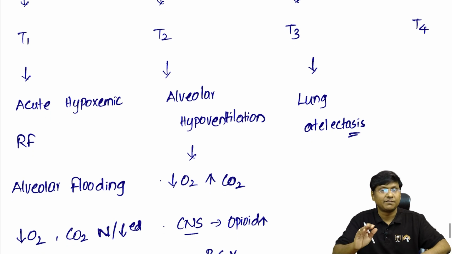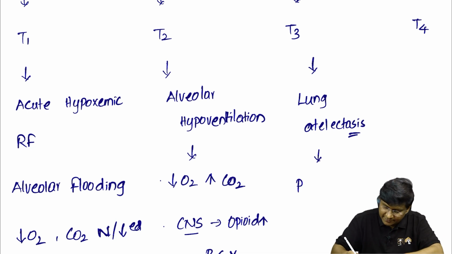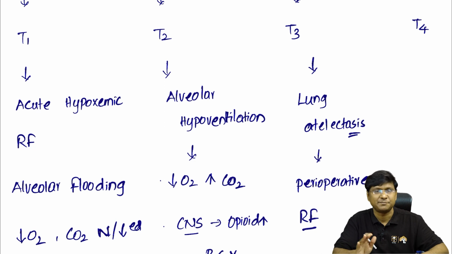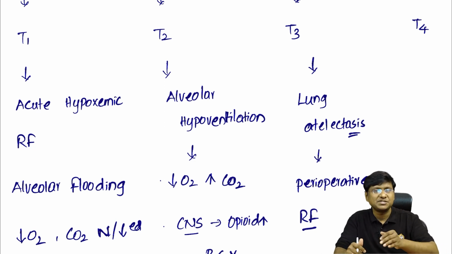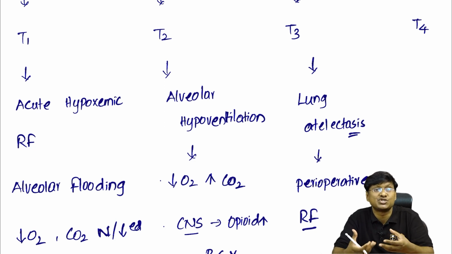Right, so this results from lung atelectasis. This is also called perioperative respiratory failure. In these patients with type 3 respiratory failure, after the surgery, the individual is unable to recover respiratory muscle strength, and that will result in lung atelectasis and respiratory failure.